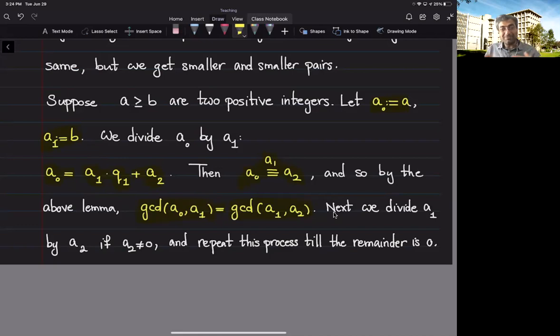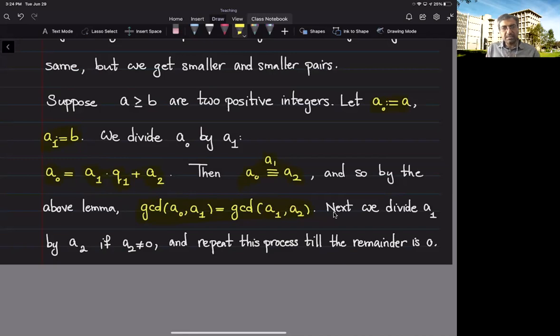So next I'm going to divide a sub 1 by a sub 2, as long as a sub 2 is not 0. If it's 0, then I stop. If a sub 2 is not 0, I continue dividing a sub 1 by a sub 2, take the remainder, call it a sub 3, and do it again and again. And as we have discussed, along this process, even though I'm making my numbers smaller and smaller, I'm not changing the GCD. At some point, the remainder will be 0, in which case we are done, because the GCD of 0 with some non-zero number is that non-zero number.